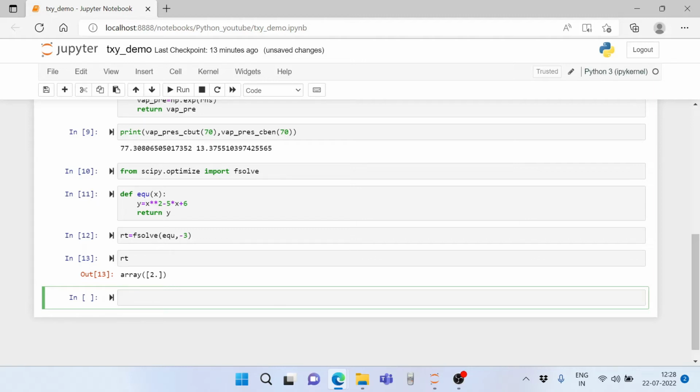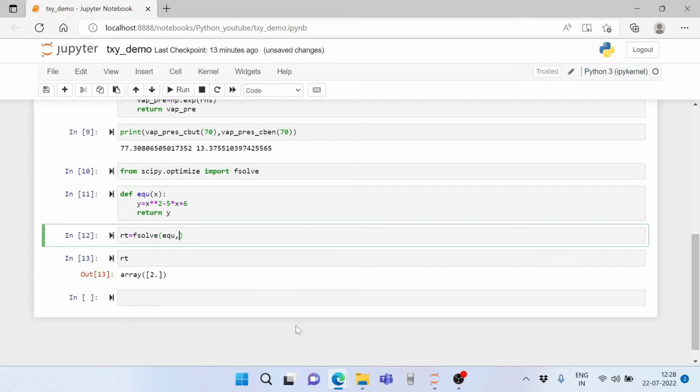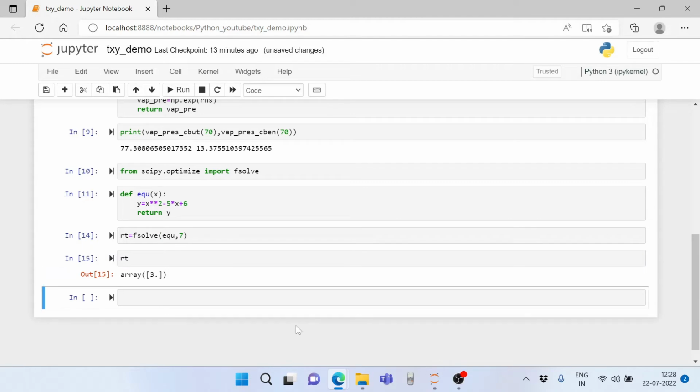Now if you want the second root, all you have to do is make a guess of 7. And there we are, the second root, we get it as 3. So what fsolve does is, it gives you the root of any equation that has been given to it. Now we can use this to our advantage. How do we use it?